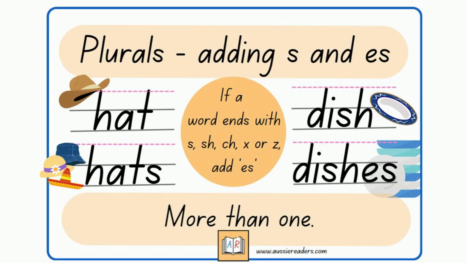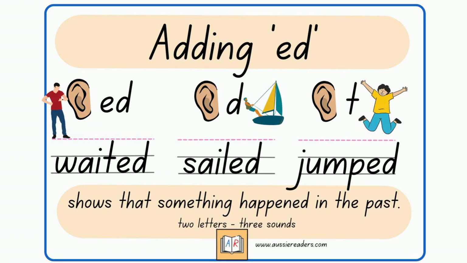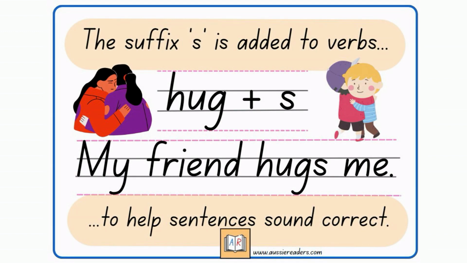We can add the suffix s or es to words to show that there is more than one. 1 hat, 3 hats. 1 dish, lots of dishes. When we add the suffix ed to words, it showed that something happened in the past. Yesterday, I waited for the bus. We can add the suffix s to verbs to help sentences sound correct. My friend hugs me.